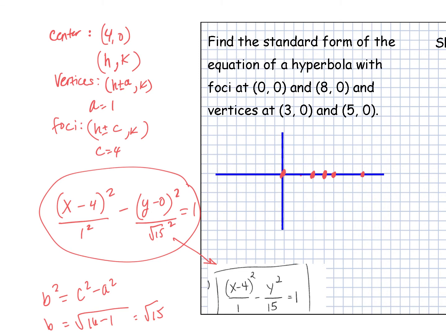And then that whole rectangle idea. So I already went left and right A units. Now I can go up and down B units, which B is square root of 15. It's almost 4, if I just wanted to get a rough idea. So that's the rectangle that we would be referring to.